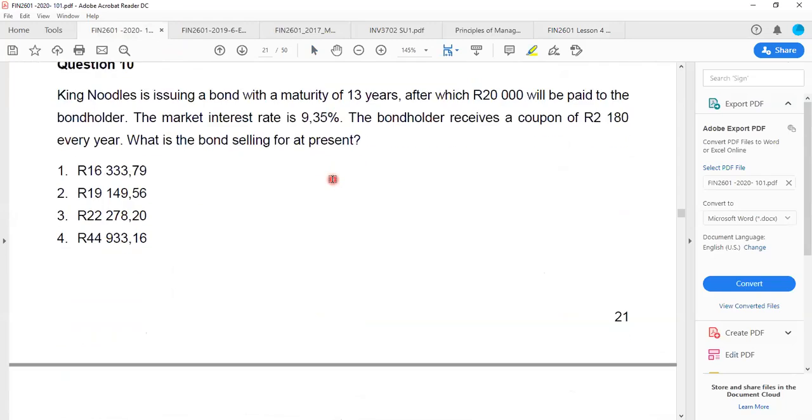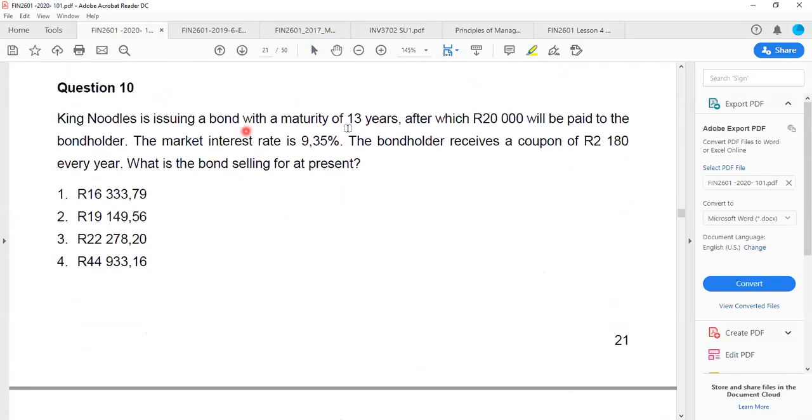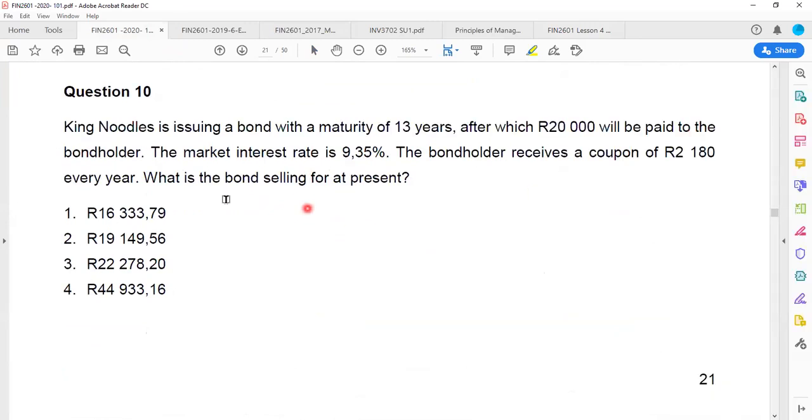Can you put the recording on pause and try question 10? Just try to see if you can identify the FV, the PMT, the interest, and so forth, and then try to calculate the present value. And then when you're done with that calculation, put the recording on continue and then compare your answer with my answer. Remember, the interest rate is the yield to maturity.